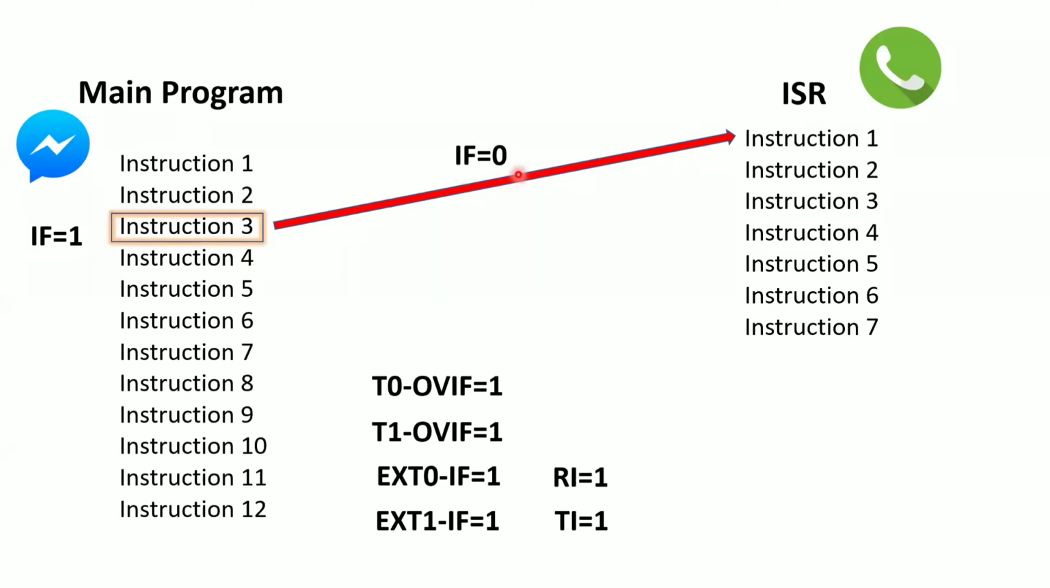You don't need to do that manually; the processor will automatically make the interrupt flag equal to 0. Okay, I understood, right?